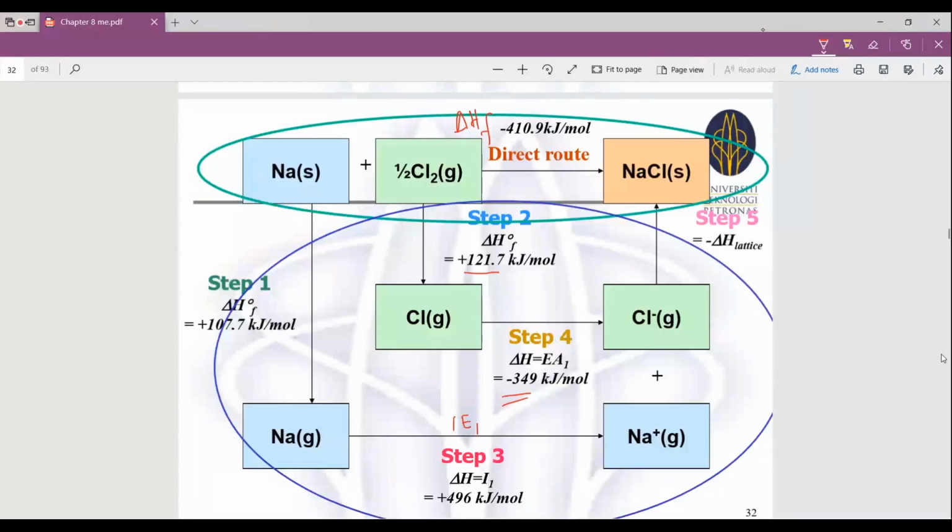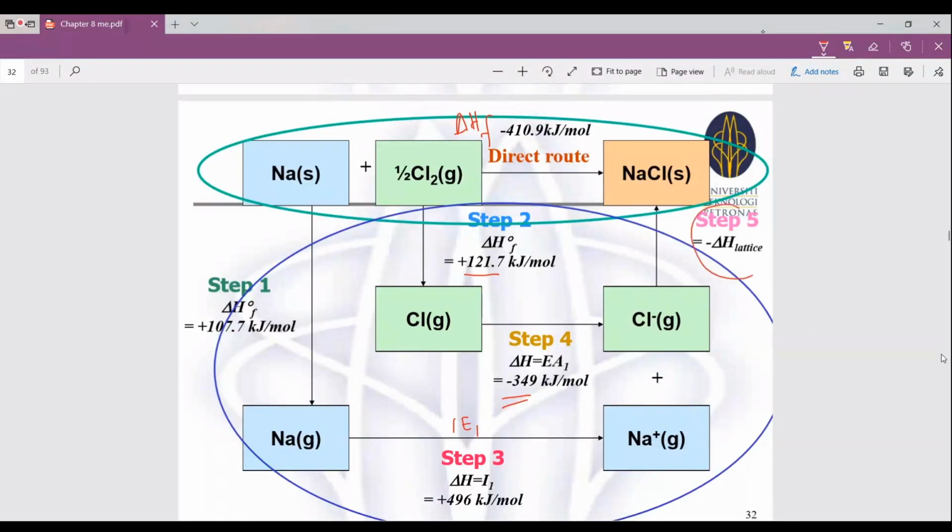And then Na plus with Cl minus, this is the lattice. So this is what we want to calculate, the lattice enthalpy.